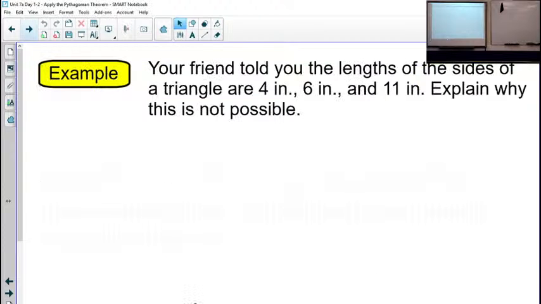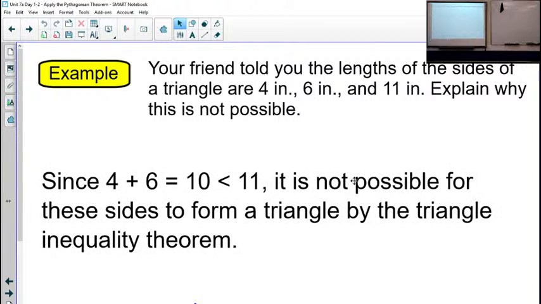So here's a pretty basic example of that. We say the lengths of the sides are 4 inches, 6 inches, and 11 inches. First thing you want to do is figure out what is my longest side. So which side is the longest here? It's 11. Add up the 2 shorter sides. What do I get? 10. 4 and 6. Is that bigger than 11? No, it's not. So no triangle.